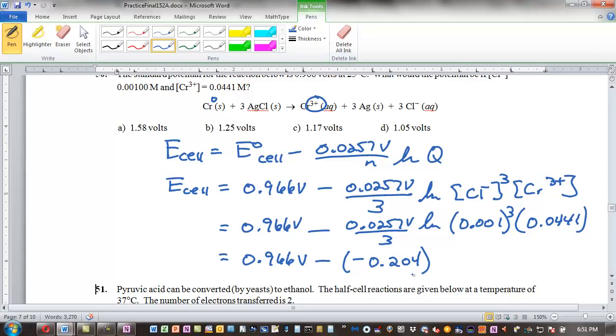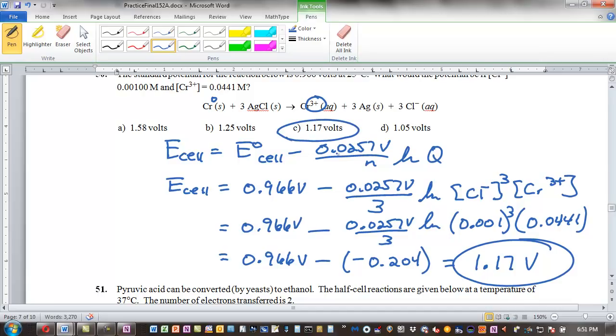So for all of this on the right, 0.2057 divided by 3, natural log of that, I got a negative 0.204. Okay, but we have a negative sign here, so we're going to add that. I come up with 1.17 volts, which I hope I'm right. Okay. So that's the Nernst equation. That's taking the standard cell potential and getting a cell potential under other conditions.